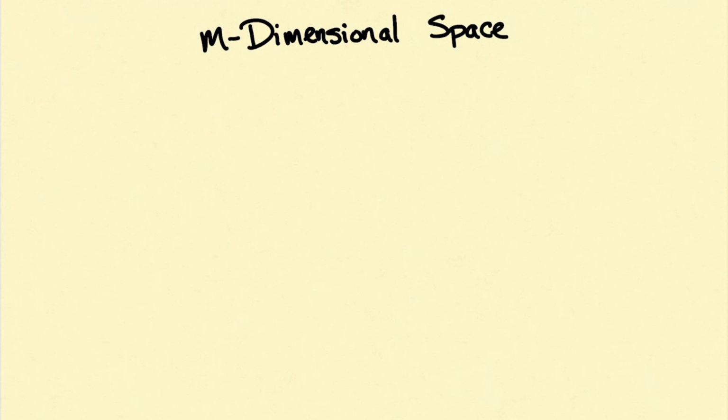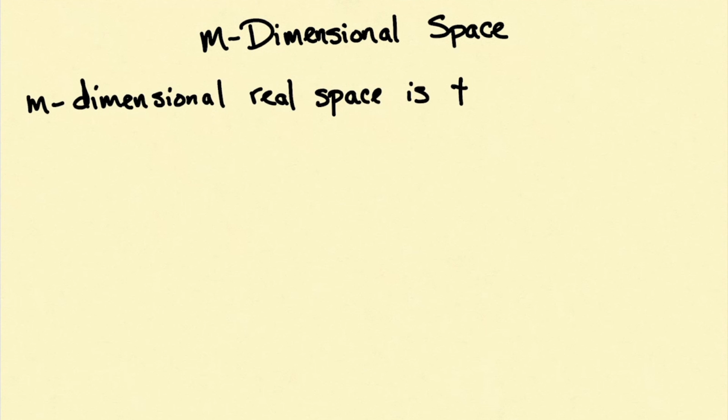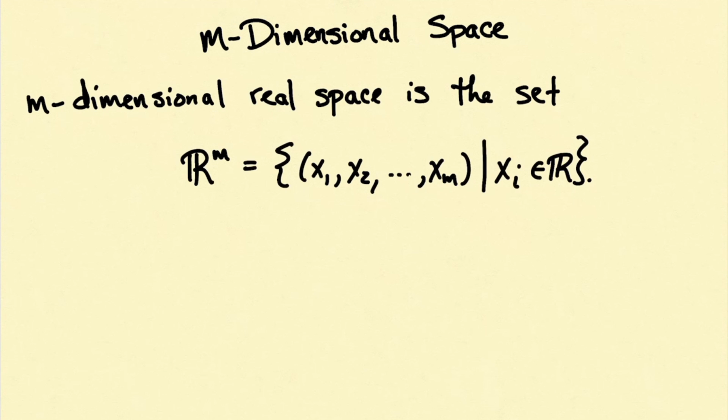Now that we have the algebraic language of systems of equations under our belt, we're going to take some time to develop some geometric intuition. So first, we recall that m-dimensional real space is defined to be the set of m-tuples of real numbers.